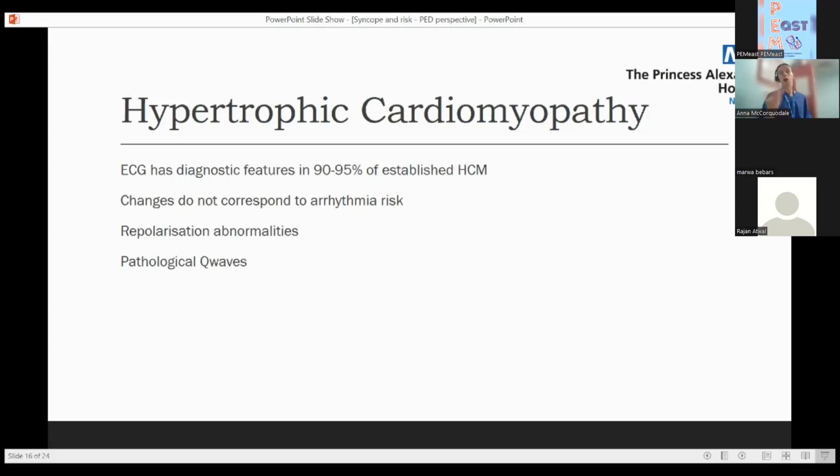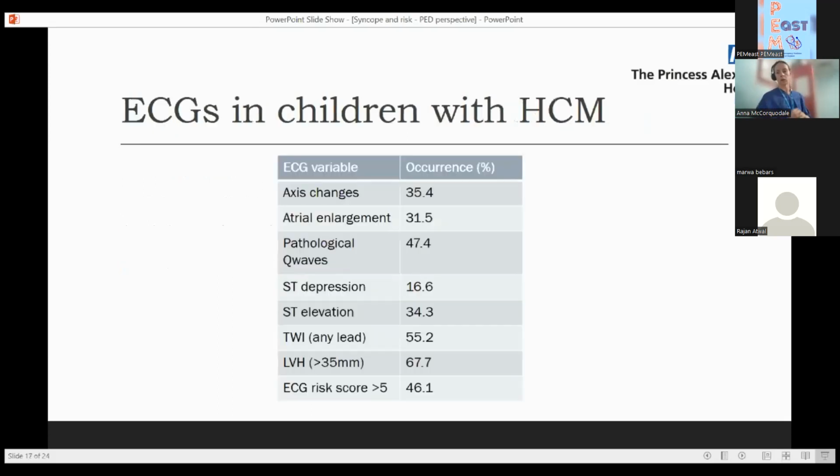And the most common changes are repolarization abnormalities and pathological Q waves. So Q waves that are greater than 3 to 5 millimeters going downwards before your QRS complex. Small Q waves are normal on pediatric ECGs. When they get too big, that would be pathological. So these are the most common changes.